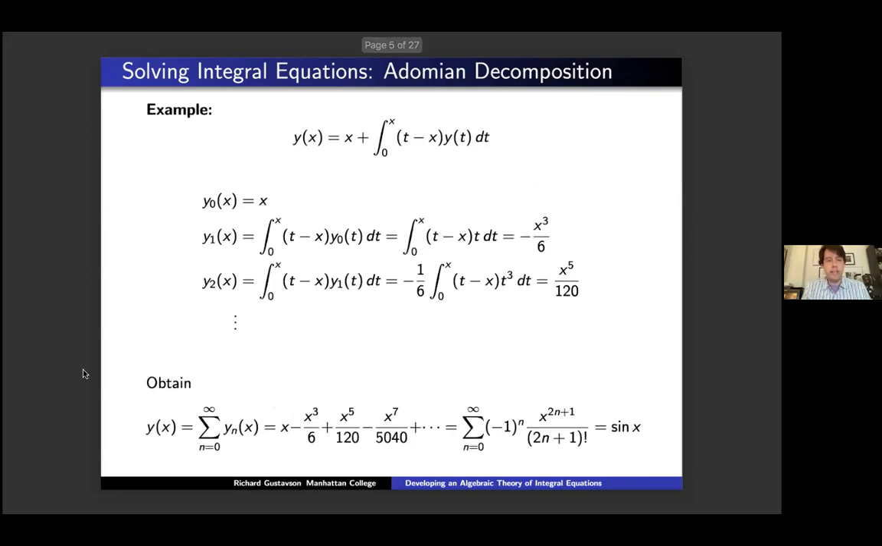Just to give you an example of this, here is our integral equation, and we set up solving for the y_n's.